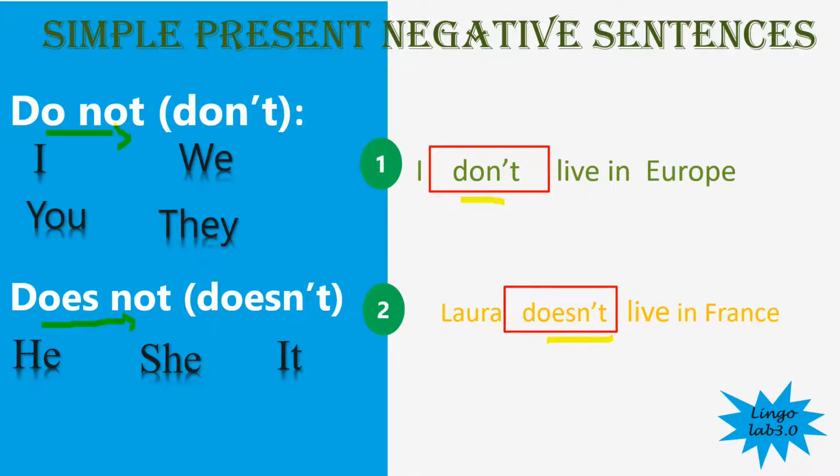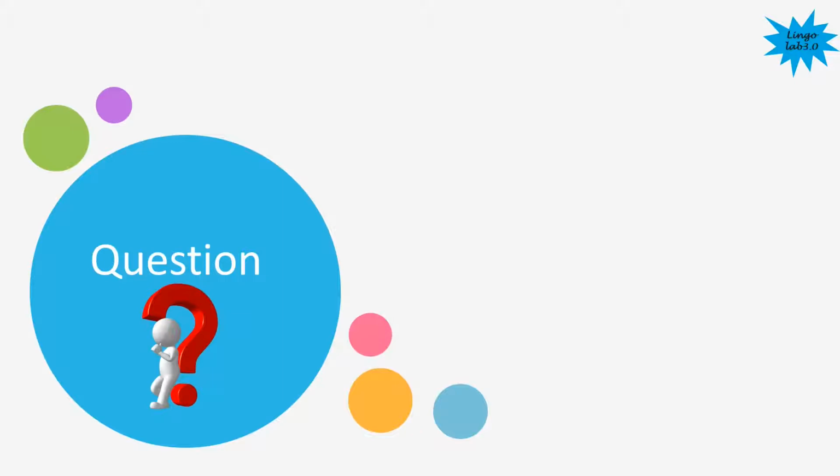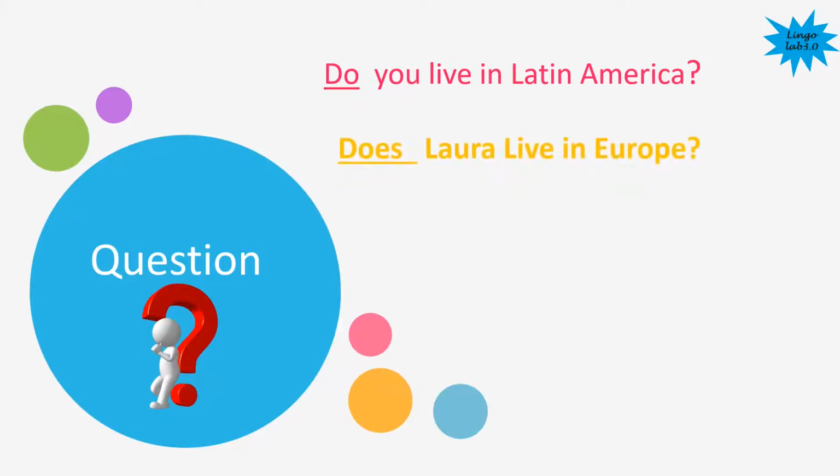Let's continue. Now let's talk about questions. Questions are also called interrogative sentences or interrogative forms. Here, do you live in Latin America? That's the question. Does Laura live in Europe?